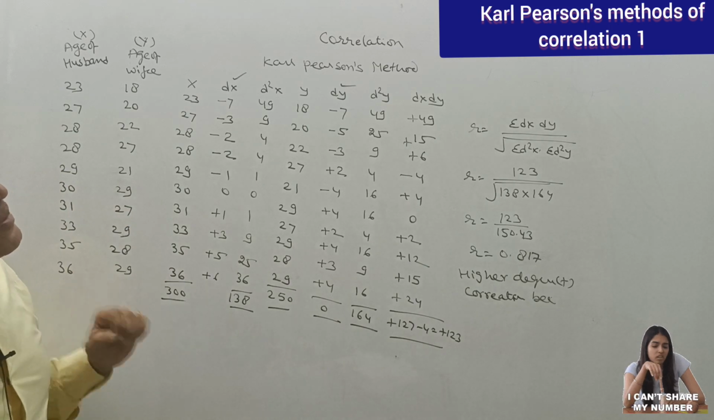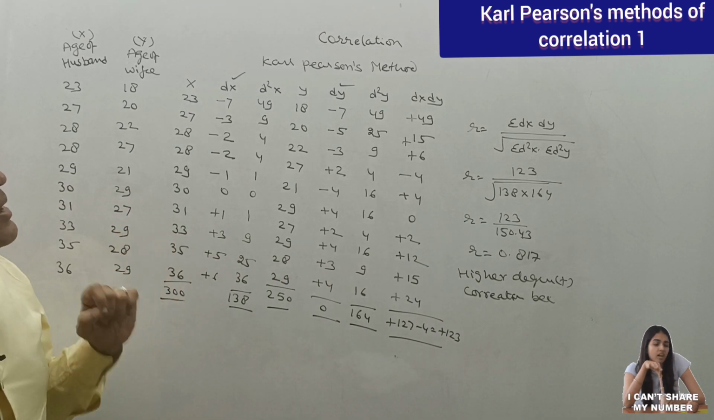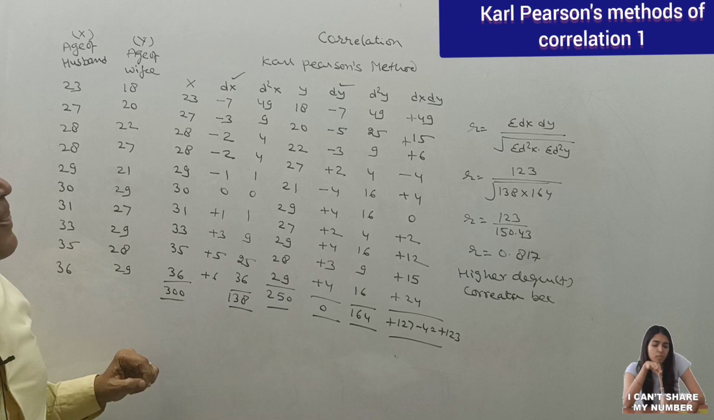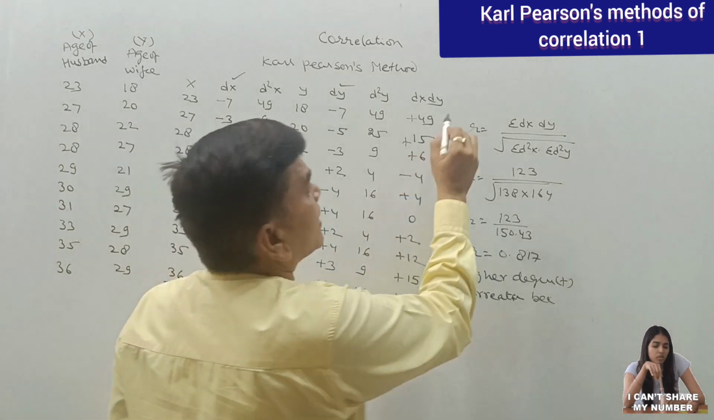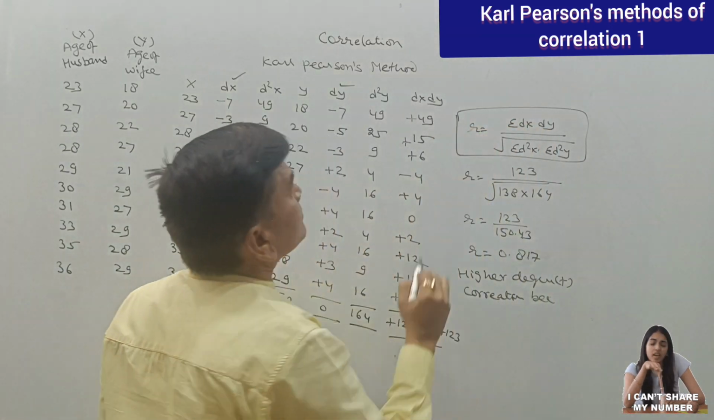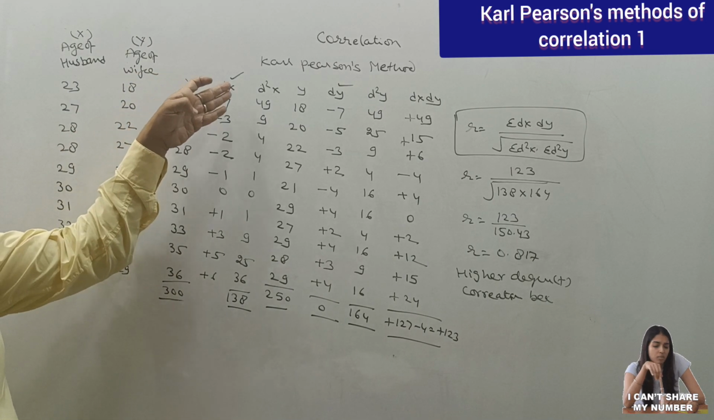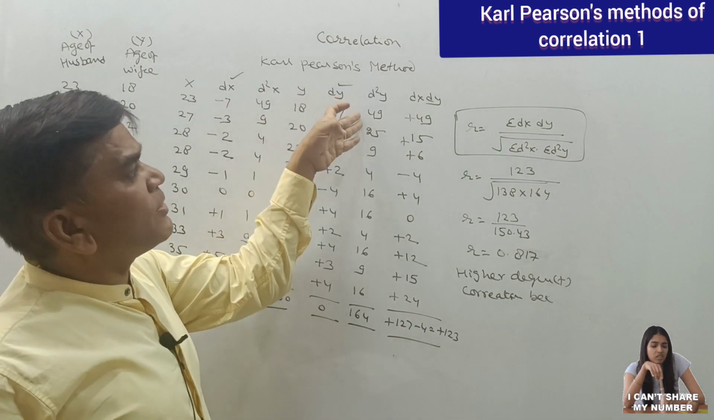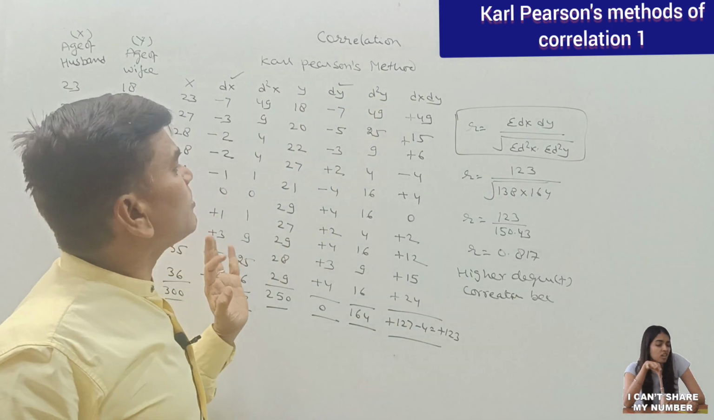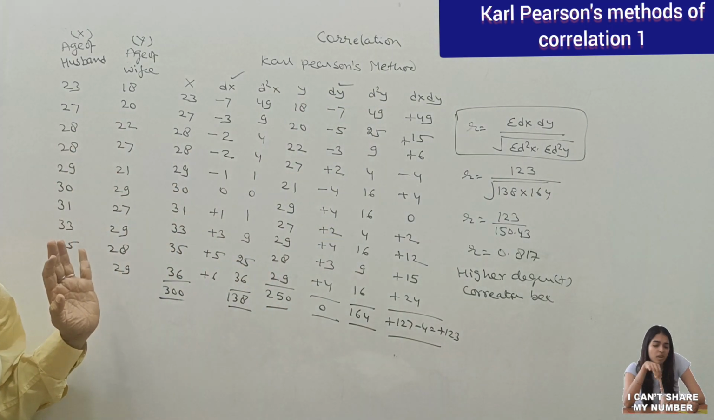So this is the first method of calculating the correlation value. We have used this formula. The very first thing, we calculate dx, d square x, dy, d square y, and dx dy. No problem at all. Very easily you can calculate.